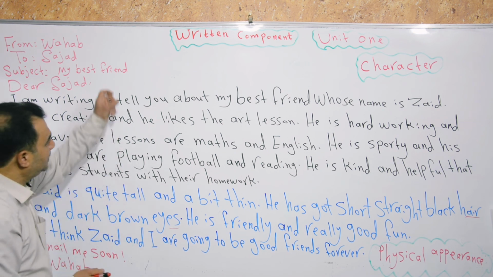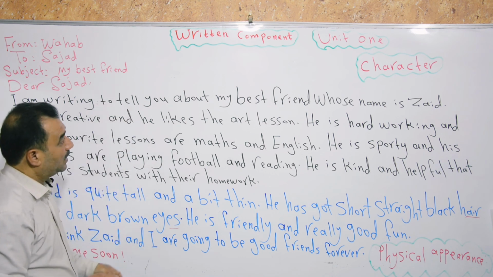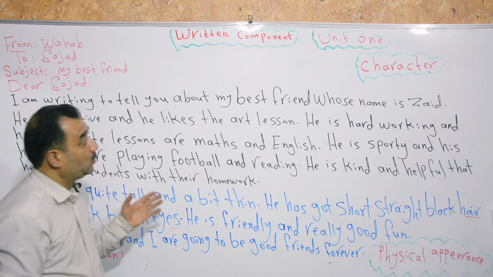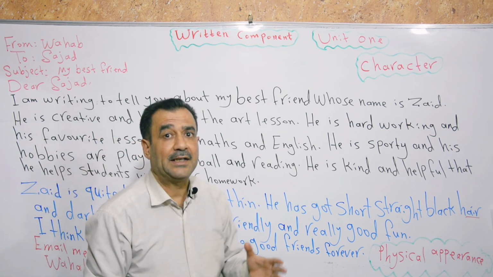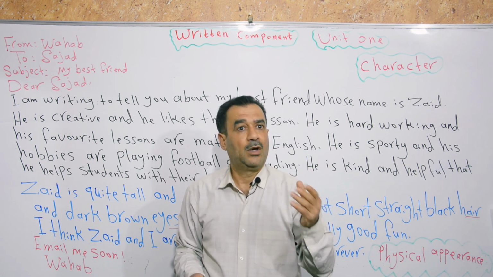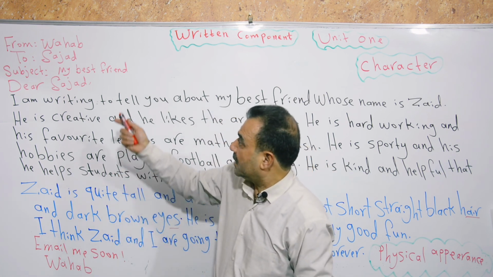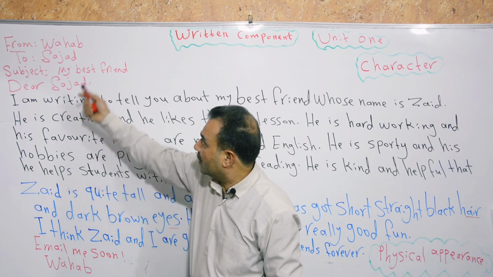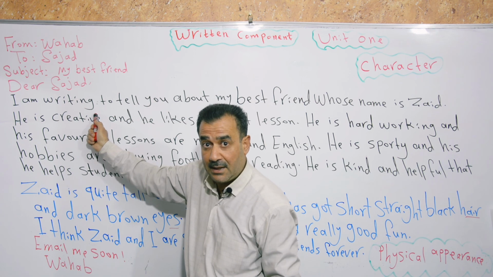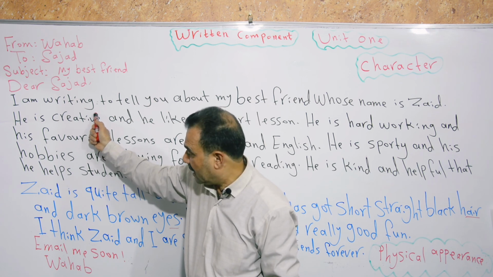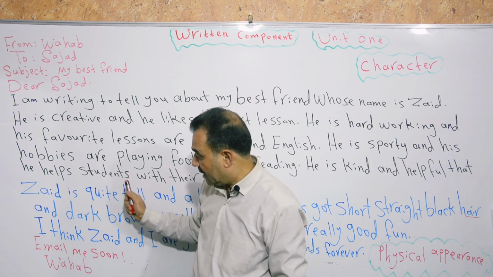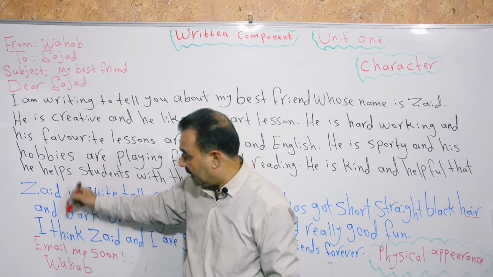So, in this lesson, we studied, we learned how to write an email to our friends or to your friend by using the layout from, to, subject, dear, paragraph number 1 to describe the character, and paragraph number 2 to describe physical appearance, okay, and the layout.